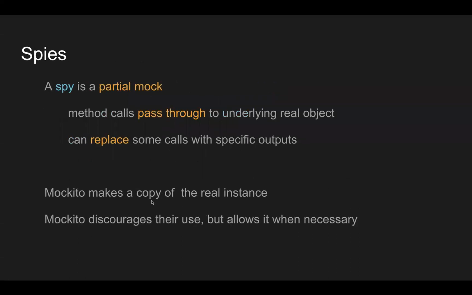That's the idea. Now, a spy is sometimes called a partial mock. Method calls pass through to a real object, but you can change some of the methods to do what you want and still have a real object for the rest. The Mockito people really discourage the use of spies. They do exist, but they're not encouraged in general.